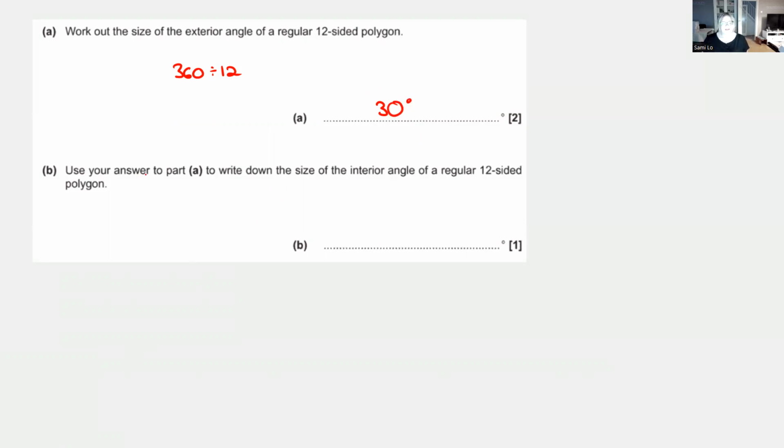Use your answer to part A to write down the size of an interior angle of a regular 12-sided shape. This is one of the formulas I just mentioned. So 180 take away that 30 is going to give us that interior angle of 150. There we go.